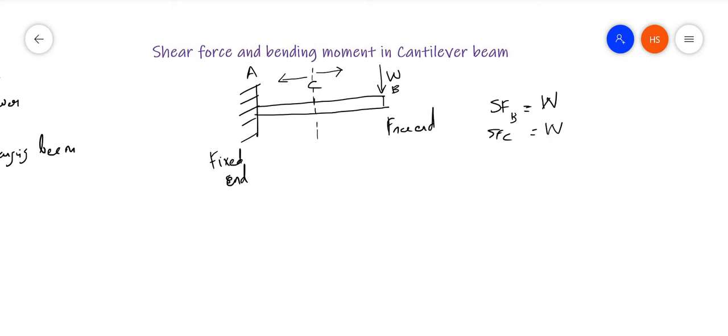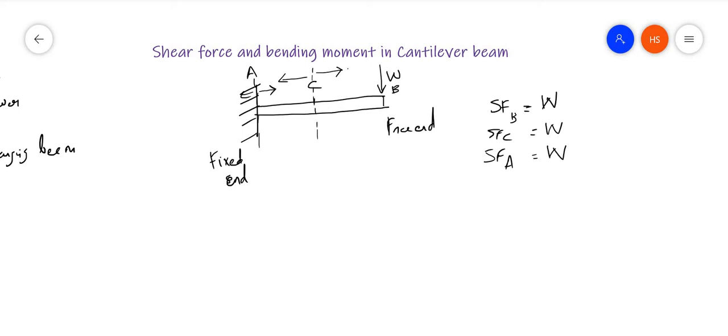Now the shear force at A. Again this is the section, so I am considering right or left. To the left there will be no load, only to the right there is load. So here the shear force is again W. So the shear force is always W.